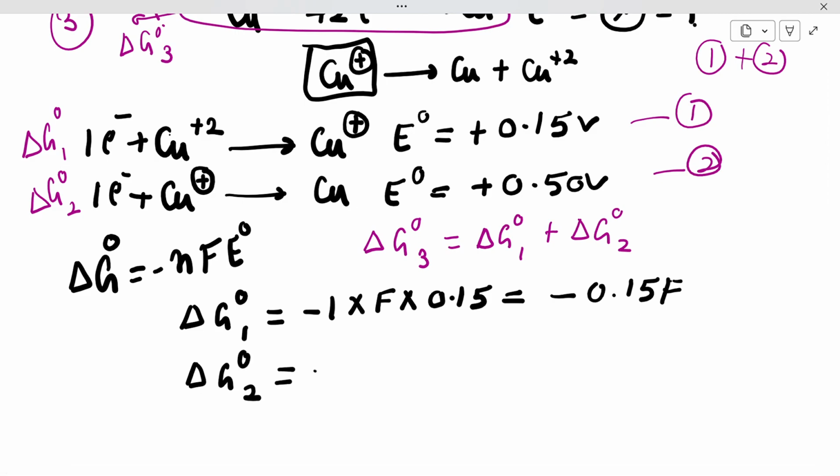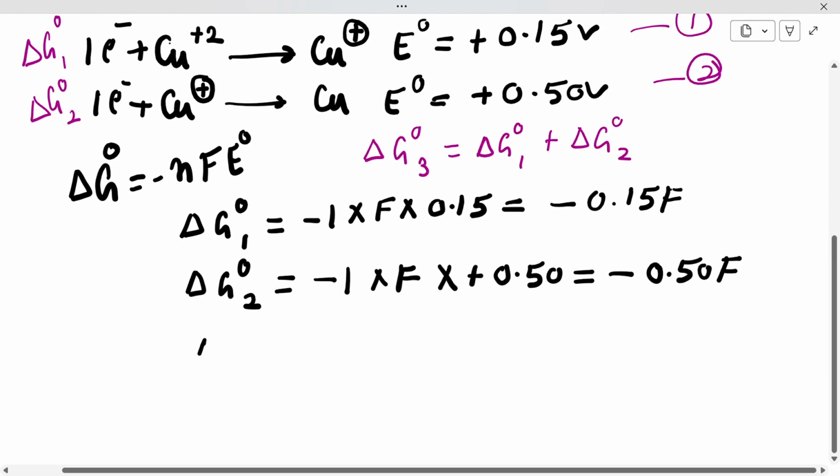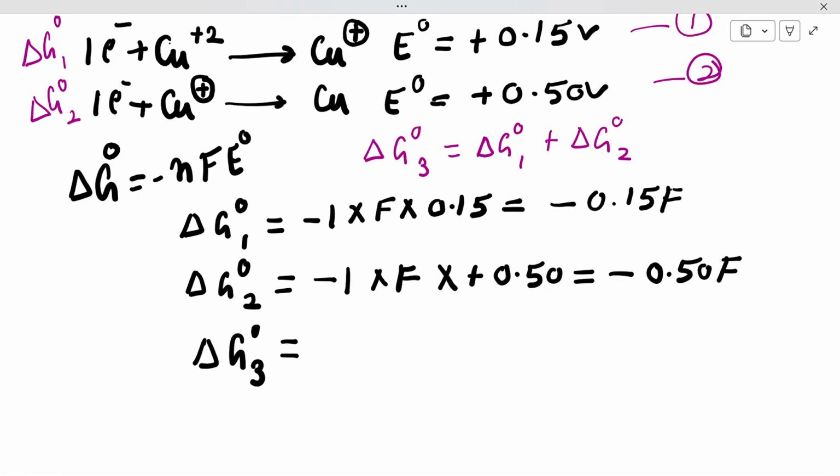Now we can calculate delta G naught 2. What will be delta G naught 2? That is minus nFE naught. The value of n is again 1, and F. E naught in the second reaction is +0.50. So our answer will be minus 0.50 Faraday. That is our delta G2.